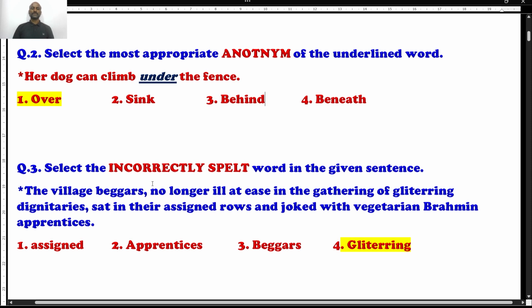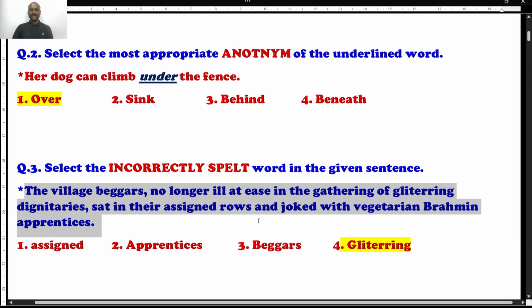Question number 3. Select the incorrectly spelled word in the given sentence. Students, here is the sentence, right? The village beggars no longer ill at ease in the gathering of glittering dignitaries sat in their assigned rows and joked with the vegetarian Brahmin apprentice. See, here are 4 words. These words are picked from the given sentence itself. Well, let's see where these words are found. Well, students, fine. The village beggars no longer ill at ease in the gathering of glittering dignitaries sat in their assigned rows and joked with the vegetarian Brahmin apprentice.